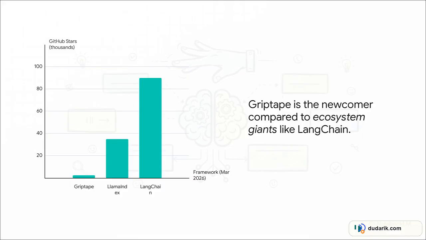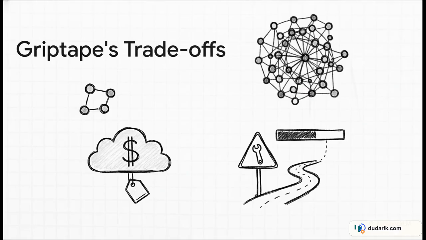But of course, we have to be real about where things stand in the ecosystem right now. And this chart of GitHub stars tells a pretty clear story. Griptape is the newer kid on the block. It just doesn't have the massive user base or the sheer volume of community contributions that giants like LangChain and Llama Index have built up over time. And that smaller ecosystem naturally leads to some trade-offs you have to consider. It might mean you have to write your own integration for a specific service that would just be available out of the box in LangChain.